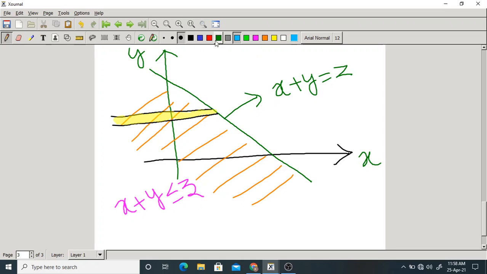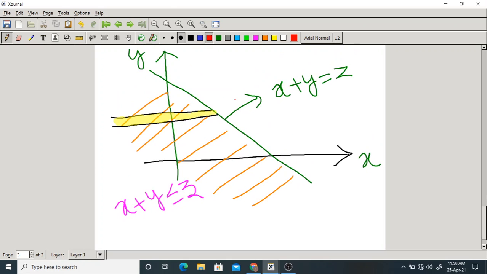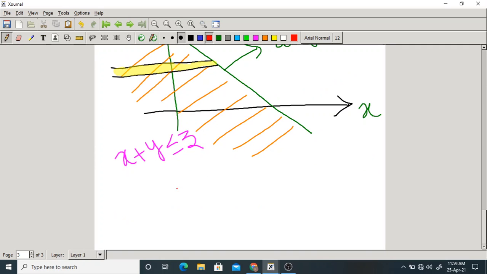I am taking this small strip. Now, first of all, you want to integrate over this region. As I told you, if you want to find out generally how to get this probability, what is the logic? We should do a double integration.